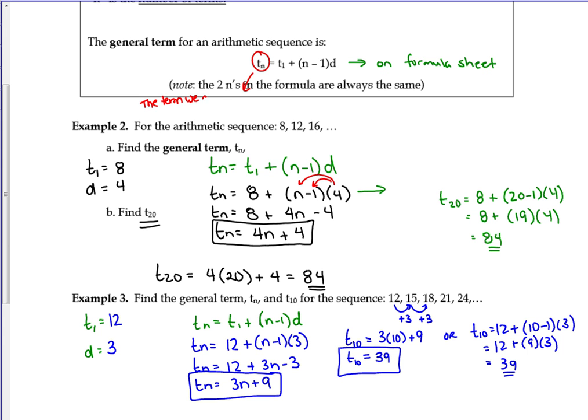The term we are looking for, slash the last term. Okay, it's often thought of as the last term.